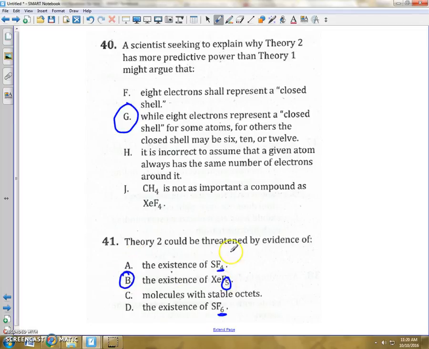So if they found XeF5, then theory 2 would be out the window because it talked about all these pairs, and all of a sudden we have 8 electrons there, and then presumably 5 electrons from the fluorine there.